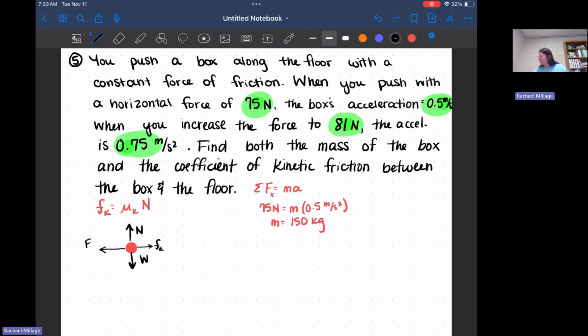Sorry, I'm looking to see if this is a problem in the book, so that way I can make sure that I copied it down right. I believe it is, so give me just a moment here.